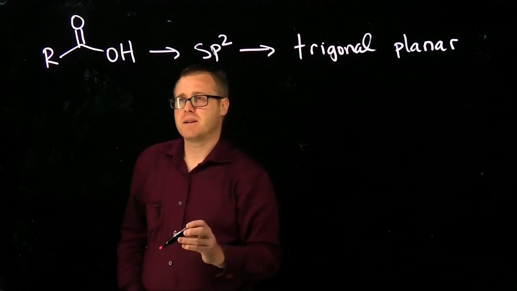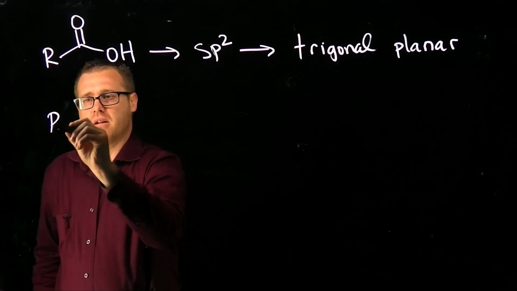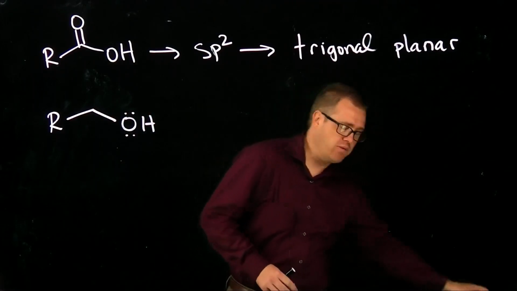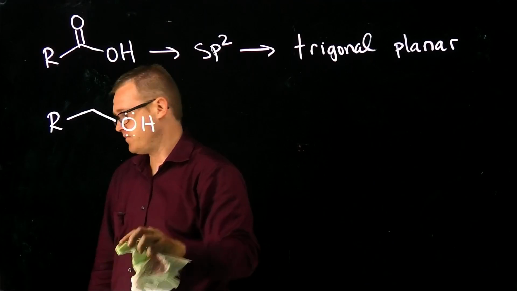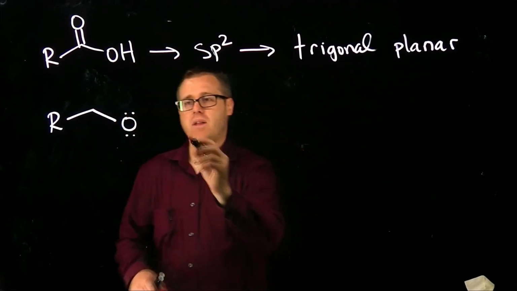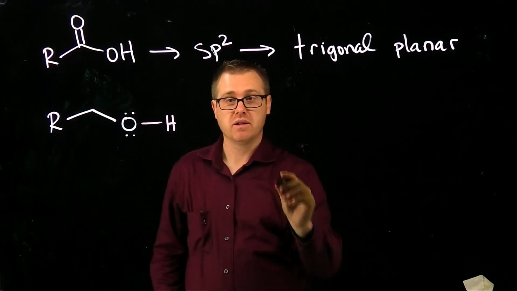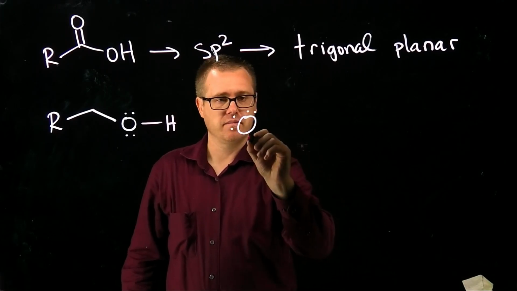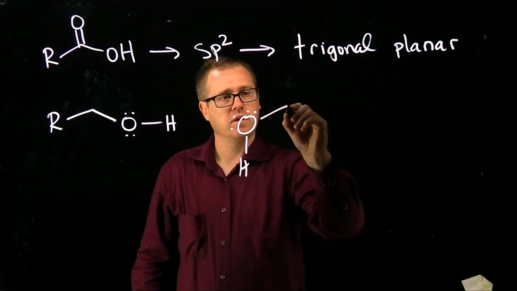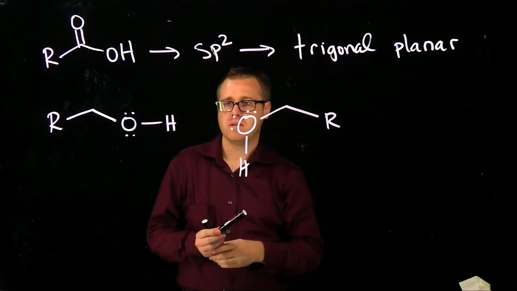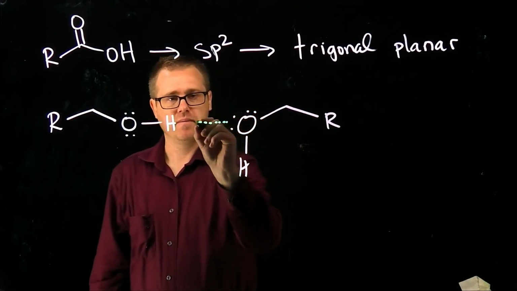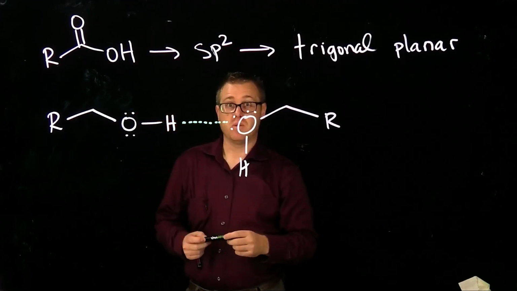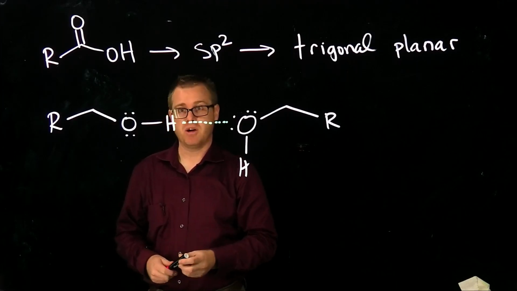Another characteristic of carboxylic acids is when you compare it to an alcohol. What do we have going on with alcohols? What's a common feature here? Well, we know that alcohols can hydrogen bond. So if we have another alcohol hanging out like that, what can happen? Well, we can have hydrogen bonding, right? And that increases the boiling point of alcohols. And that's why water has such a high boiling point, because of the hydrogen bonding network.